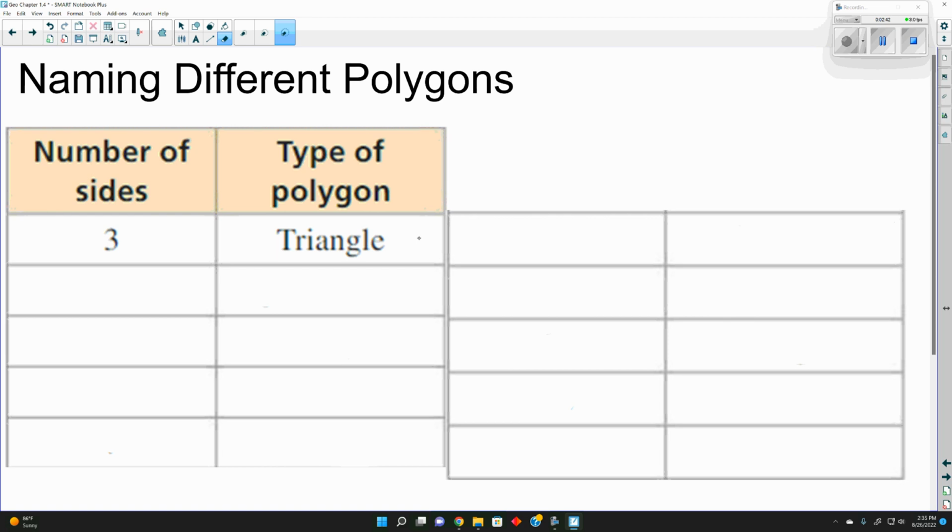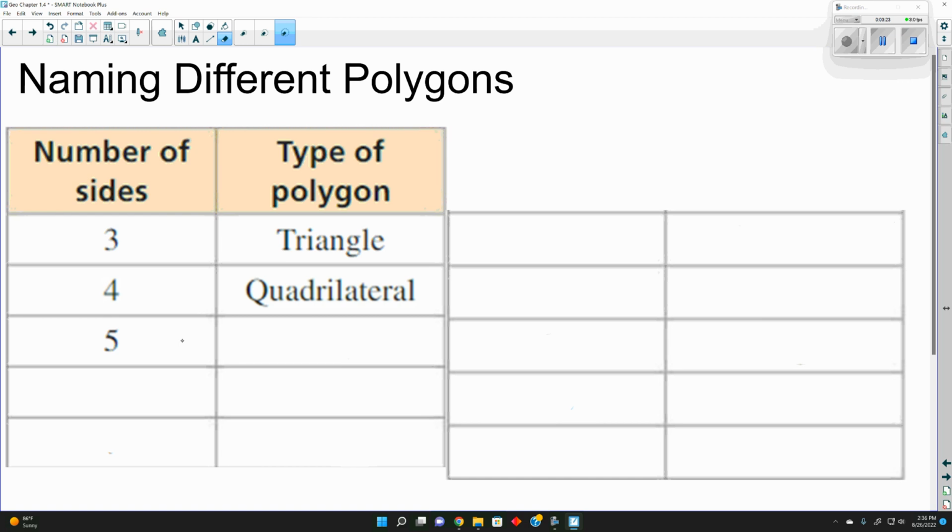Now the next one, we could have 4 sides, and a 4-sided figure is called a quadrilateral. Now a square or rectangle, I get that every year. A square and rectangle are a specific type of quadrilateral. It's very tempting to say square, 4 sides. A square does have 4 sides, but it also has 4 right angles and 4 congruent sides. So it has more to it than just 4 sides, and we'll get into the definition of it.